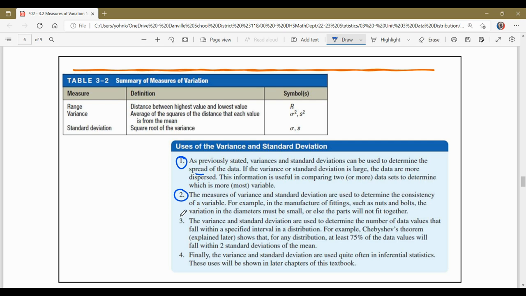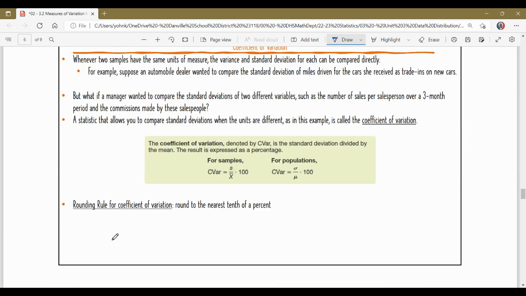Number 3, the variance and standard deviation are used to determine the number of data values that will fall within a specified interval in a distribution. For example, Chebyshev's theorem, which we're going to talk about later, shows that for any distribution, at least 75% of the data values will fall within 2 standard deviations of the mean. And finally, the variance and standard deviation are used quite often in inferential statistics, and we're going to see lots of these uses later on in the book or in the year. So lots of uses for variance and standard deviation.